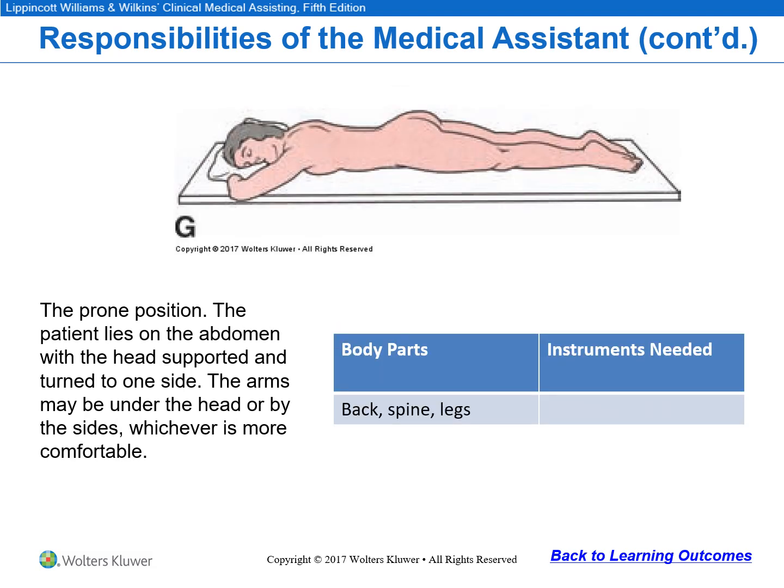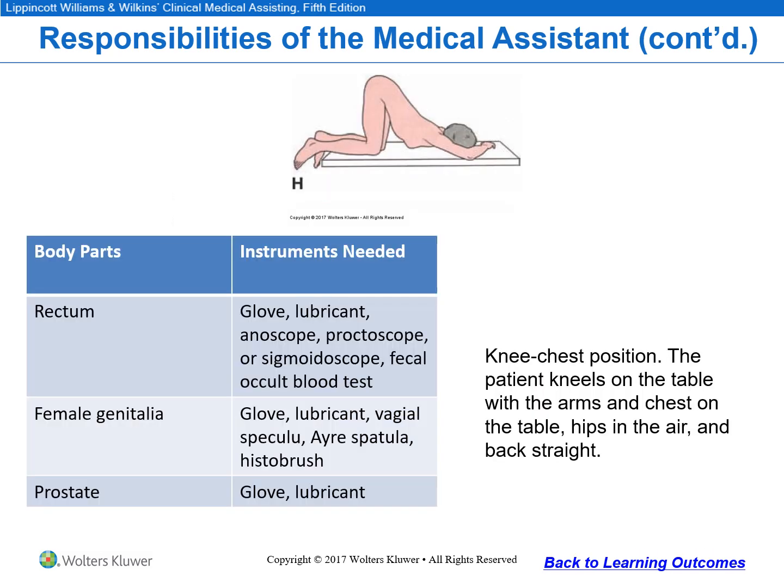Prone position, this is where somebody is lying flat on their abdomen. And again, with this one you can observe the whole back. The knee chest position, this is where your knees are bent and their bum is straight up in the air. So you can do a rectal exam, female genitalia, or prostate.